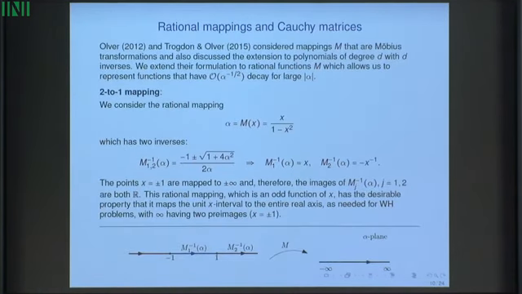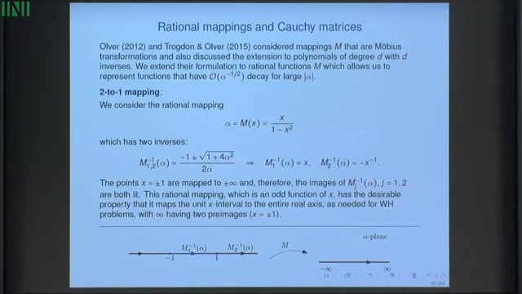So this is what I just mentioned: we consider these rational mappings, and we will be computing the Cauchy matrices for these rational mappings. The reason we are considering these rational mappings is because they will help us take into account what is happening near the origin, the square root singularity that we want near the origin.